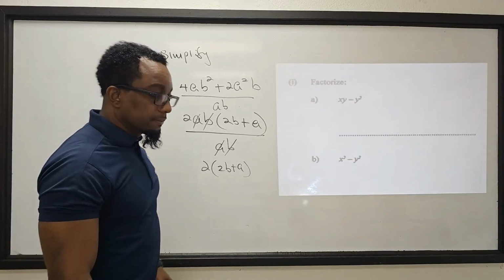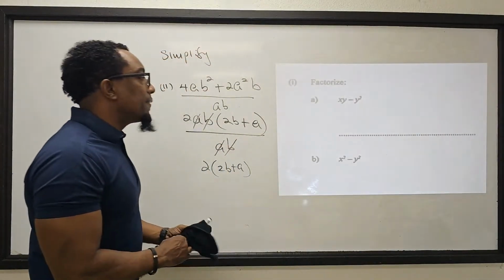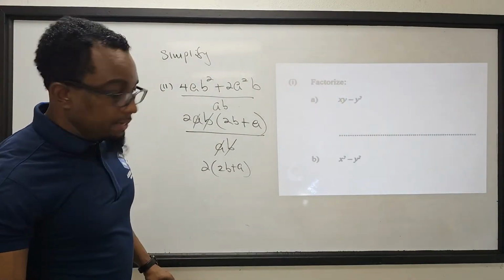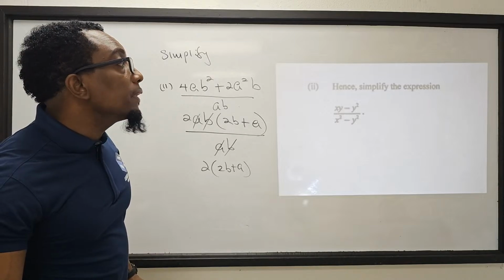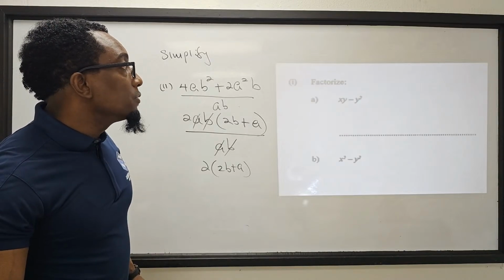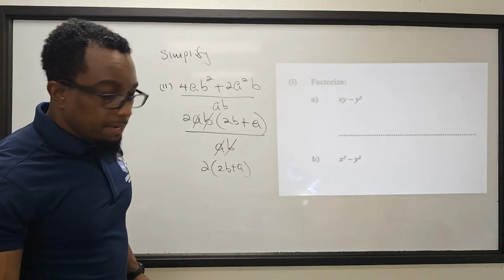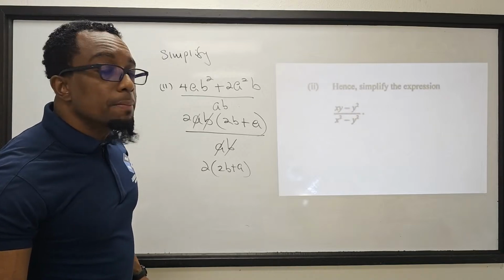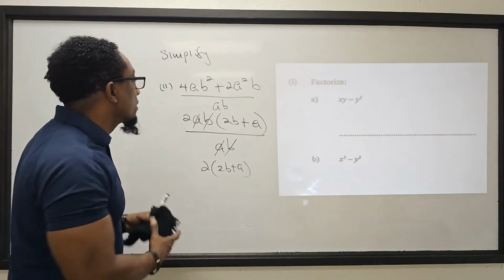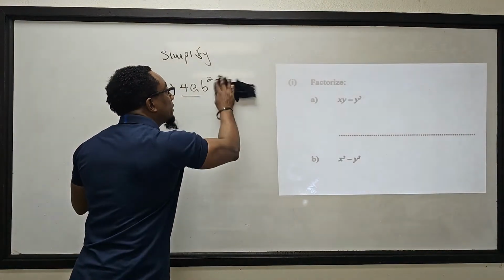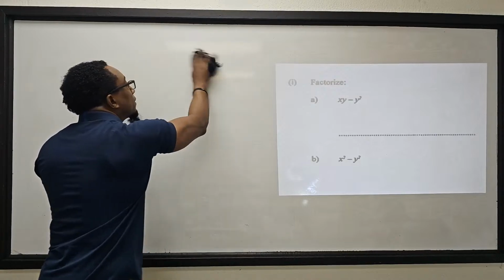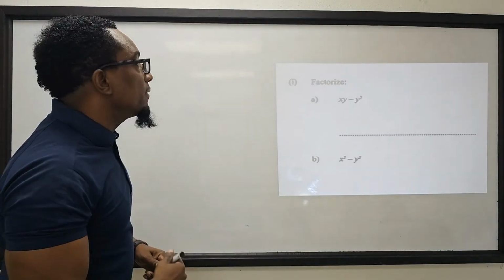Let's look at another. They want us to factorize a and b, but then we have part 2 of this question, hence simplify the expression. So part 1 they want us to factorize, and then part 2 they want us to simplify the expression. So let's look at this example or question, an all C-set past paper question. So let's test our knowledge of factorization.